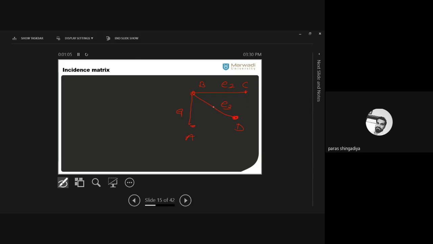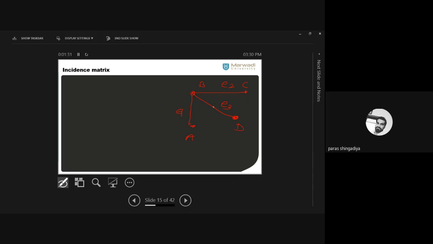Okay, it has an incidence relation, A and E1. But A and E2 is not an incidence relation, because A is not connected to E2. Here is another vertex, B. Similarly, A is not incident with E3, but B is incident with E3.